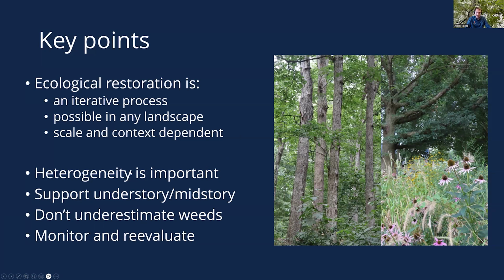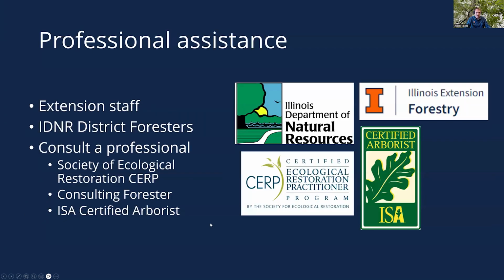Heterogeneity is, again, really important, and I would encourage everyone, no matter what scale you're working on, to incorporate some of that heterogeneity into your system, by using different levels of the canopy, as well as incorporating different species. And then be sure to support your understory and mid-story. Don't underestimate the weeds, and be sure to monitor your progress moving forward.